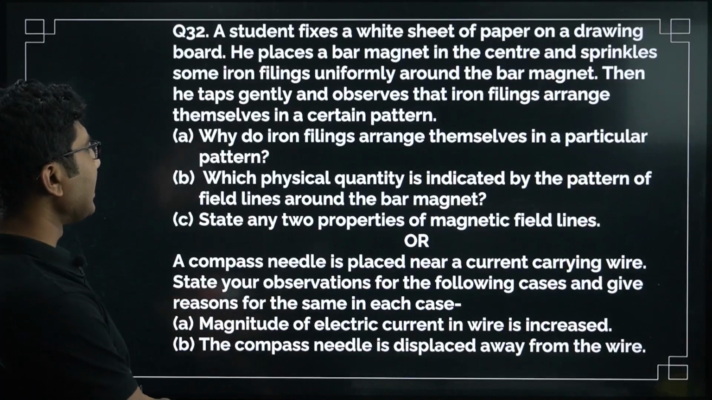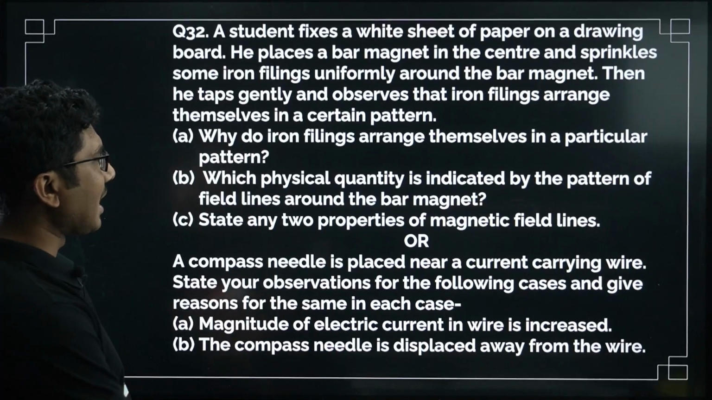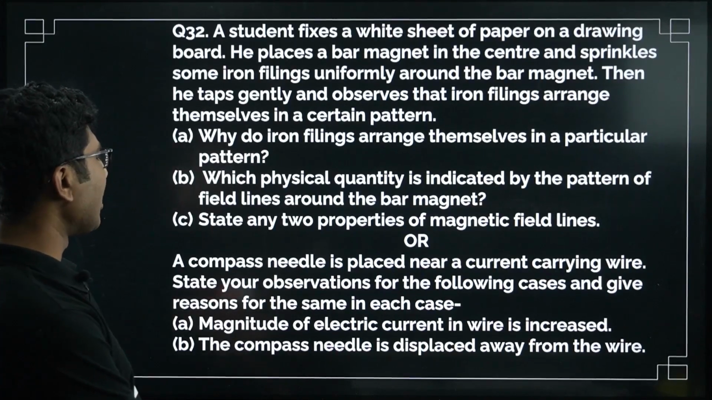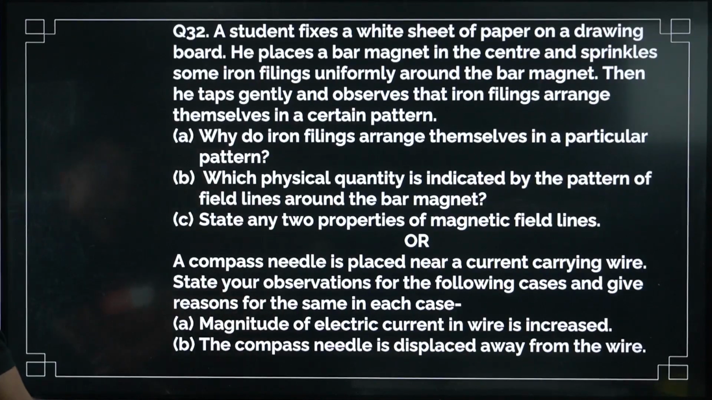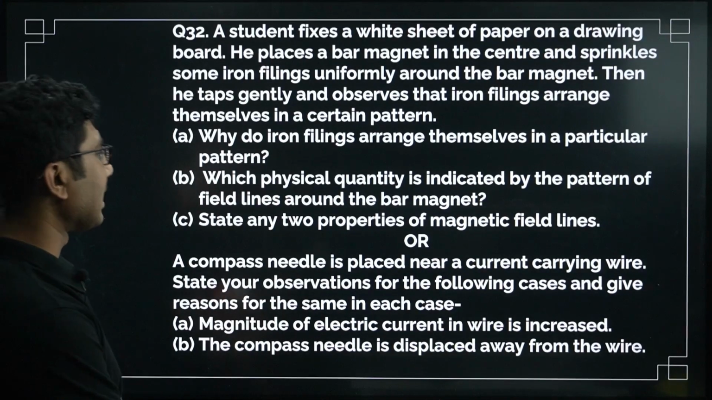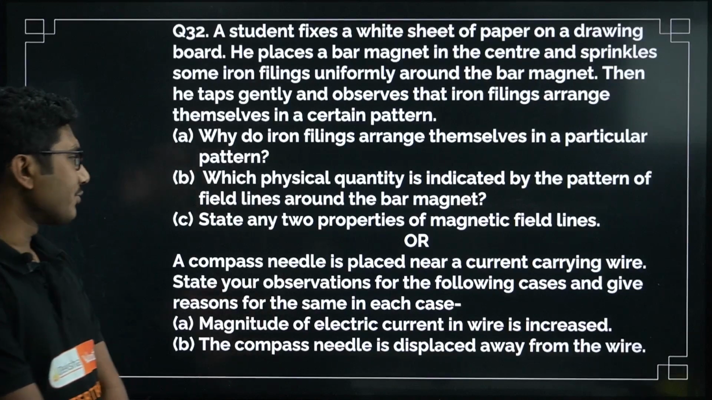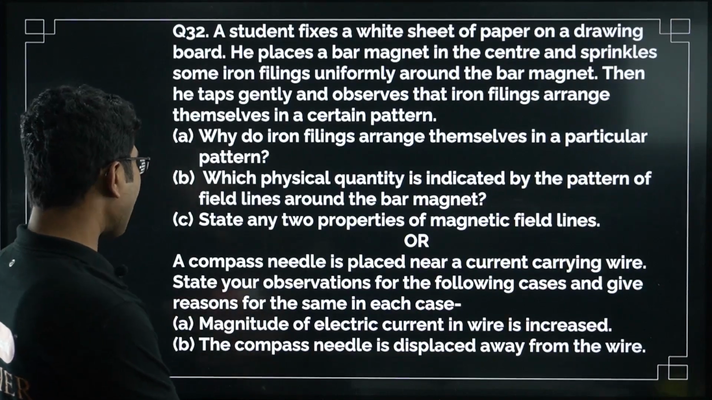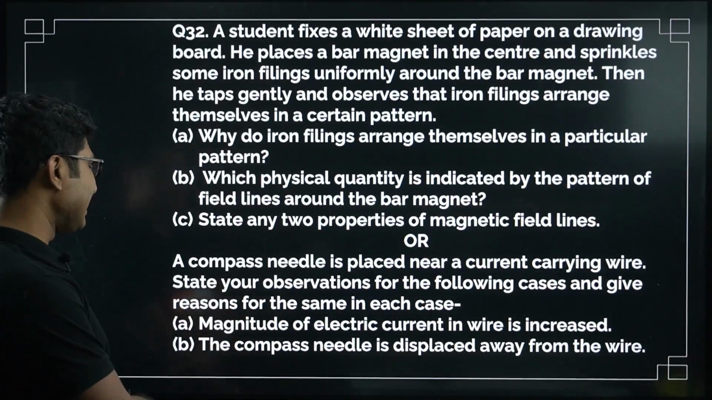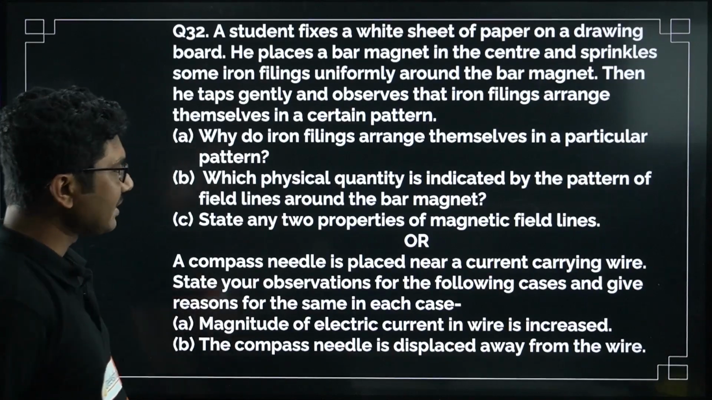Which physical quantity is indicated by the pattern of the field lines around the bar magnet? State any two properties of the magnetic field lines. A compass needle is placed near a current carrying wire. State your observation for the following case and give the reason for the same in each case. Magnitude of electric current in the wire is increased, the compass needle is displaced away from the wire.